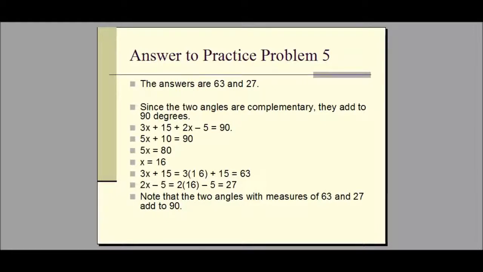One angle equals 3x plus 15, which is 3 times 16 plus 15, which equals 63. 2x minus 5 equals 2 times 16 minus 5, which equals 27. Notice that 63 and 27 add to 90.